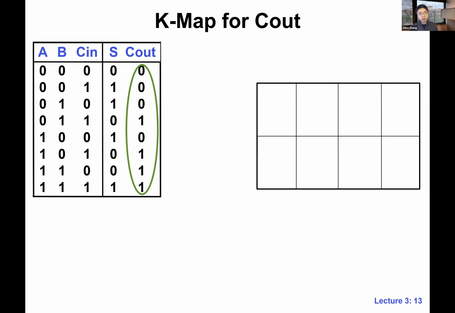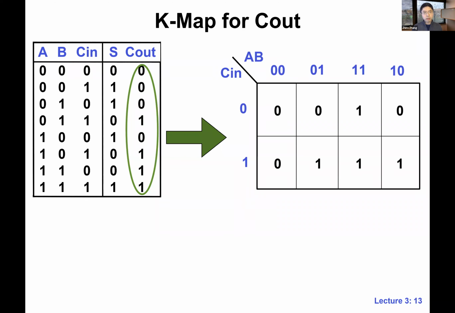And how do we fill in the things? We do need to define rows and columns. So the way that we do it in a Karnaugh map is, let's say for rows, I'll use C in. For the first row, we have C in equals 0. For the second row, C in is 1. This is a 2x4 table. We are using C in to label the two rows, and we're going to be using AB to label the 4 columns. We have 4 combinations for AB.